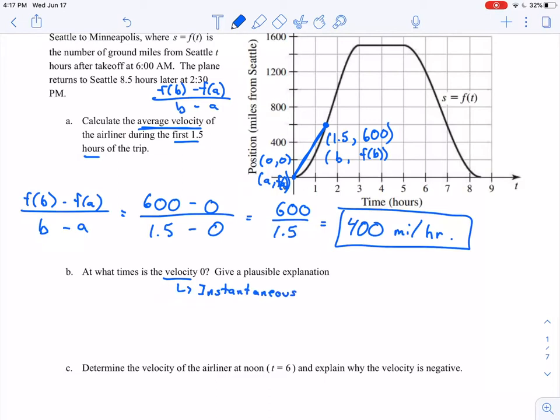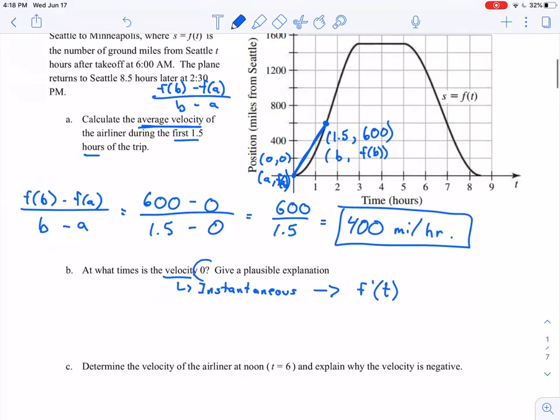So if we just see velocity, or even if we just say rate of change, we're always talking about the instantaneous velocity or the instantaneous rate of change. So I want to know, where is the instantaneous velocity 0? Instantaneous velocity makes me think of the derivative. We're talking about f prime of x, or s prime, whatever. Well, this is f, so f prime of t, I suppose. I should probably use the correct variable here. f prime of t. Where is that 0? So where is f prime of t equal to 0?